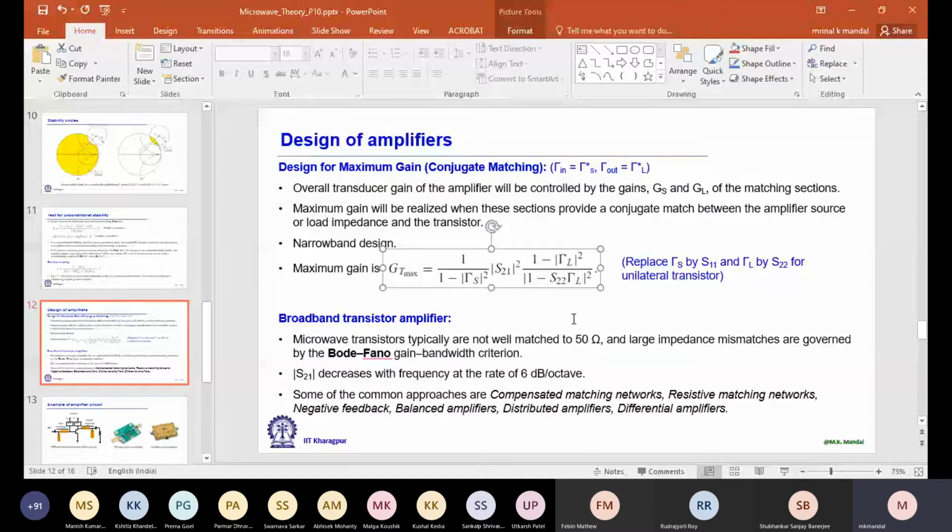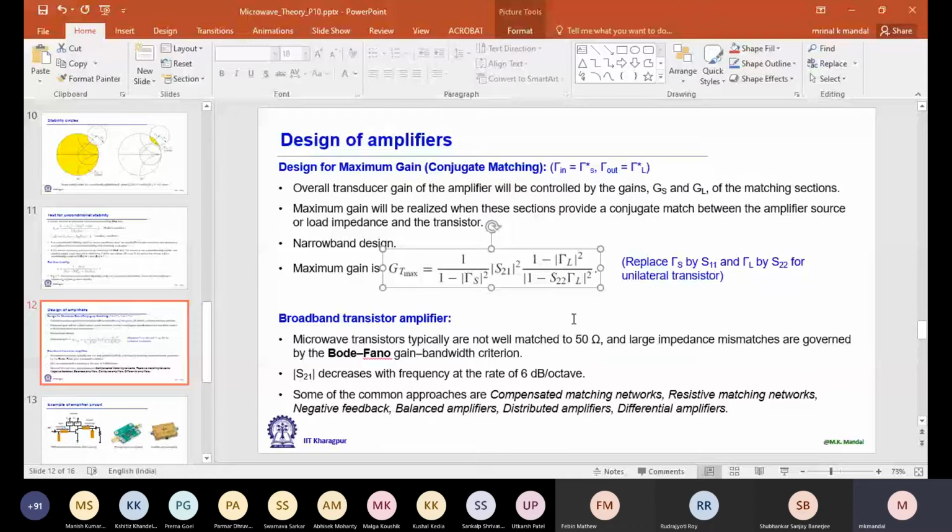But we can further simplify it if we have a unilateral transistor. That means S12 equal to 0. So for S12 equal to 0, we can replace gamma S by S11 and gamma L by S22. What is the logic behind it? Because for S12 equal to 0, nothing is coming out from the right hand side to the left hand side through the transistor.